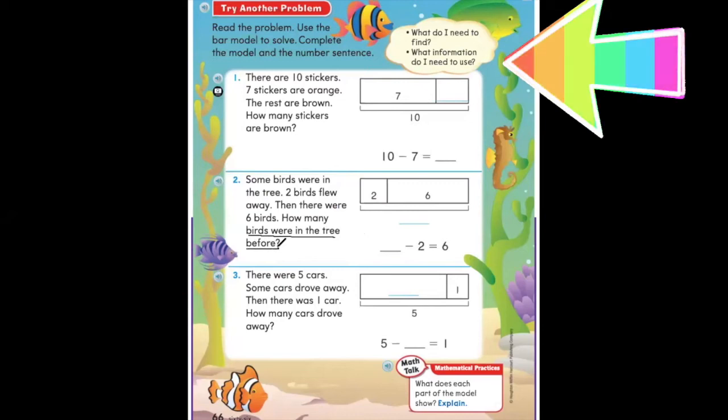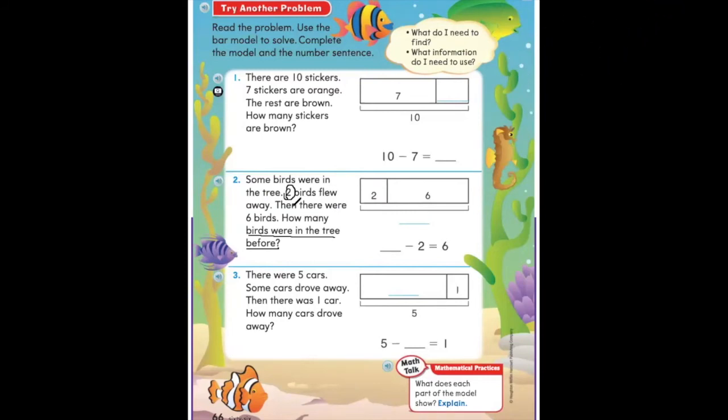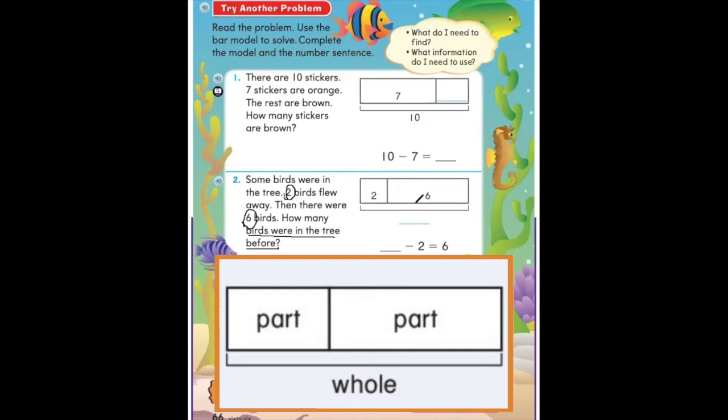What information do I need to use? We need to use the 2 that shows the 2 birds that flew away, and then we need to use the 6. The 6 tells us that there were 6 birds left. Now you'll notice that our bar model looks different. Our bar model shows us both parts. 2 is one part and 6 is the other part.